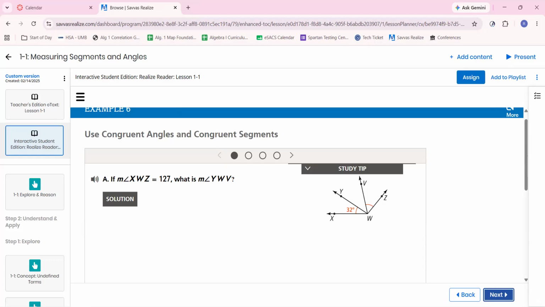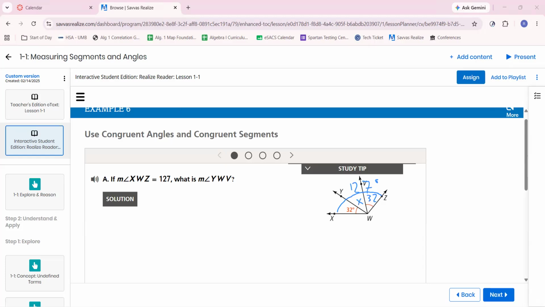XWZ is the whole angle there, from here all the way to here. It's 127. I got 32 degrees for XWY, but there are those arc markings, so this is also 32. We're looking for YWV, so we're looking for this right here.